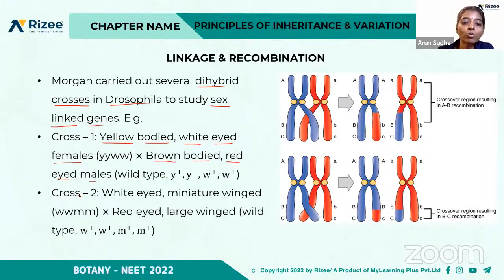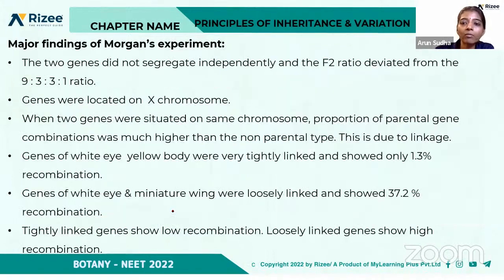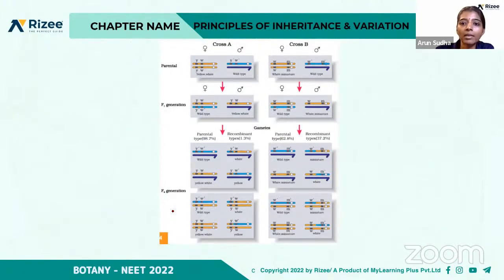And in cross 2, he took two different varieties, and here he took white-eyed, miniature-winged flies, which are crossed with red-eyed, large-winged flies. So these are crossed together. So when he observed it, what did he observe? So this is the cross actually, right? So in cross A, that is here.